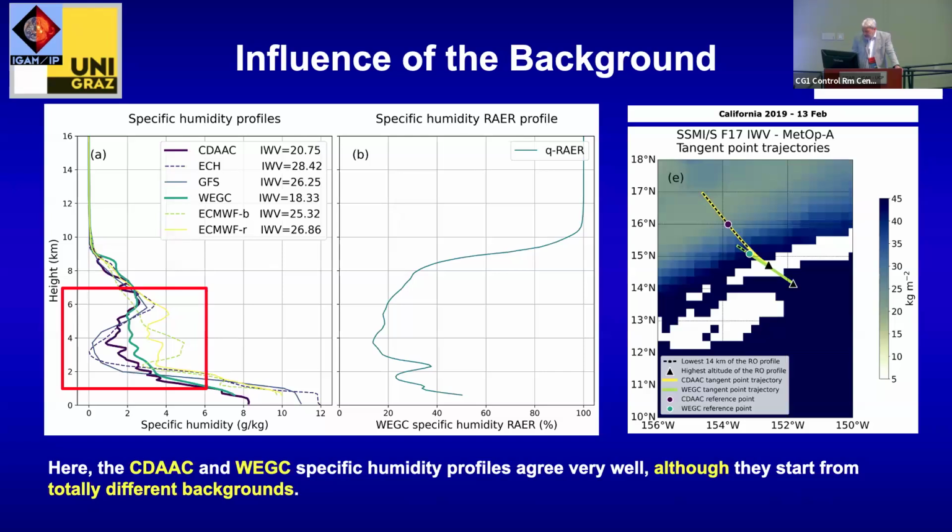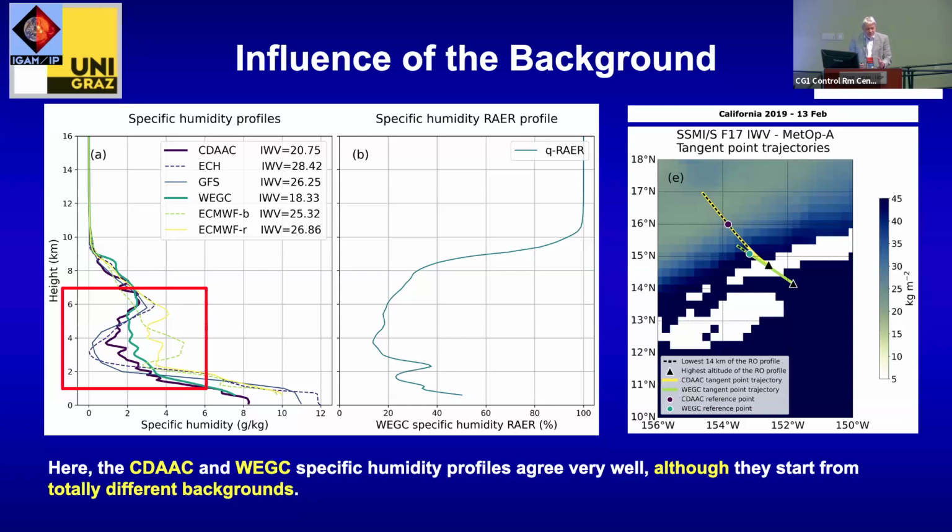Another nice example is this one. So here again, this is the reference point of Wegener Center. This is the one of CDAC. So the Wegener Center is again in a very humid area, and we see this here, this yellow line. So the Wegener Center background is way more humid than the CDAC background. Nevertheless, the results converge very well to an almost common answer.